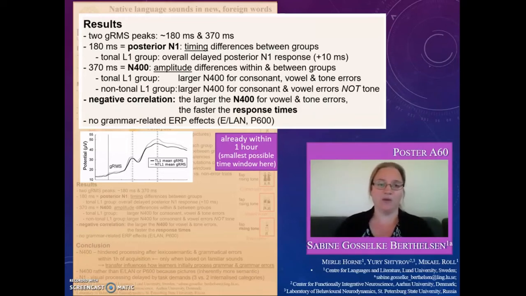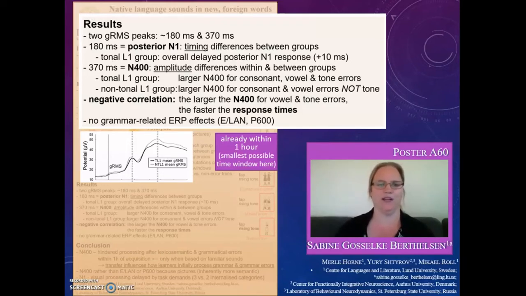The second peak we found was related to an N400 in all conditions. There were differences in amplitude clearly within and between groups. For the tonal group, there was a significantly larger N400 for consonant, vowel, and tone errors compared to matched pictures. And for the non-tonal group, there was a larger N400 for consonant and vowel errors, but not for tone errors.